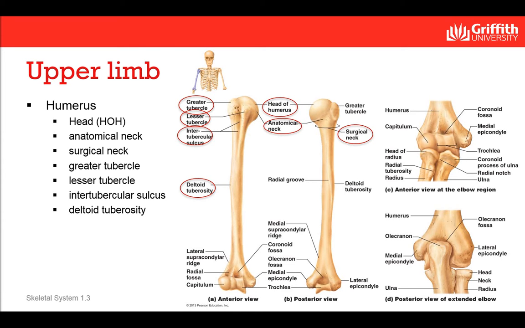The deltoid tuberosity is a raised prominence on the lateral humerus where the deltoid muscle attaches. Moving distally, we draw your attention to the large olecranon fossa, seen in the posterior view on the distal humerus. The olecranon process, more commonly known as the funny bone, is located on the ulnar bone. Try extending or straightening your arm and feel the olecranon process as it slides into the olecranon fossa of the humerus.